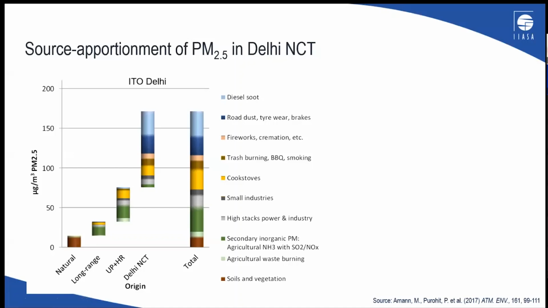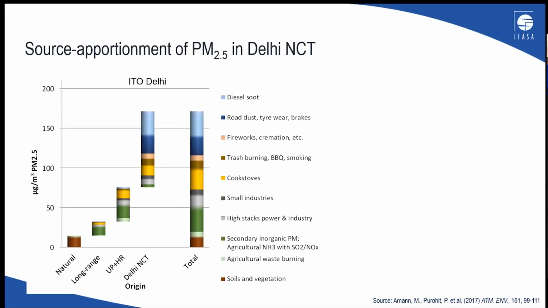Now here, I just want to give you an idea about the application or policy messages coming out from an integrated assessment model like GAINS. Here you can see the source apportionment of PM2.5 in Delhi NCT, the National Capital Territory of Delhi. PM2.5 is fine particulate matter. It can easily penetrate deep into our lungs and is responsible for several problems such as COPD, ALRI, stroke, IHD, and other health problems.